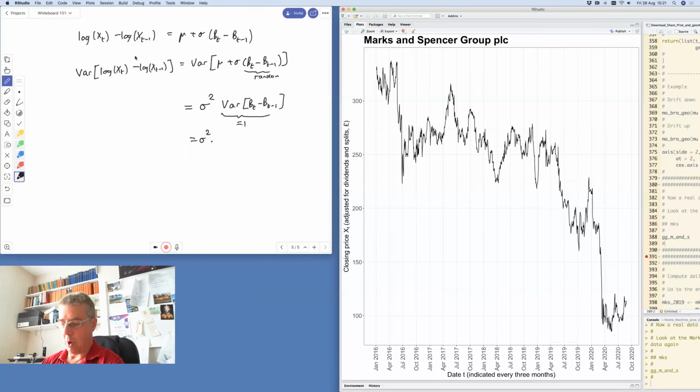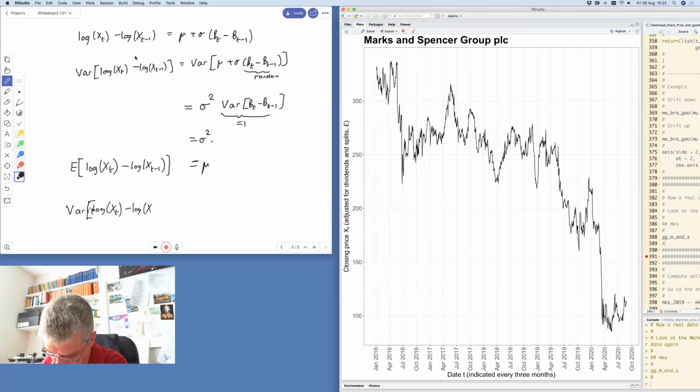Okay, so what we've actually established now is that the expected value under our model of log xt, the log of the share price at time t, minus the log of the share price at time t minus 1, is equal to mu, and the variance of that quantity is equal to sigma squared.